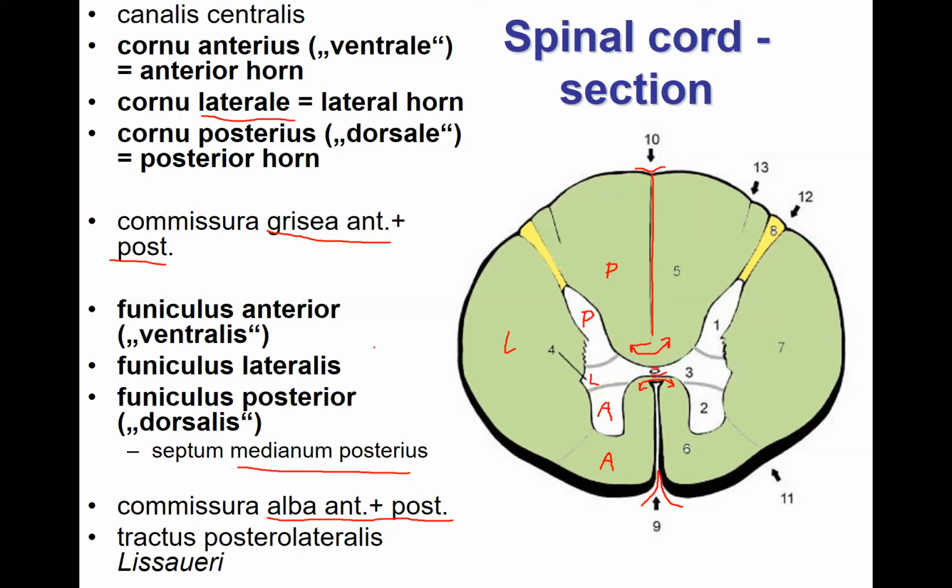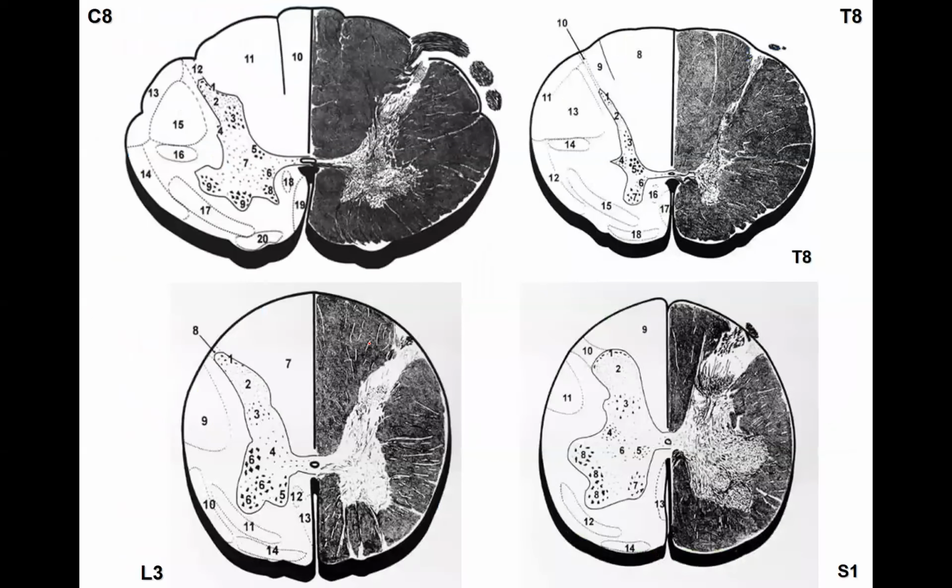So this is the spinal cord on the section in two-dimensional view, and here you can see the local differences. The anterior horn is quite enlarged in the area of the intumescences, of the swellings, where the alpha motor neurons for the upper limb, so this is the brachial plexus, and for the lower limb, lumbar plexus and sacral plexus, are located. So that's why these parts are enlarged and we call it intumescence.